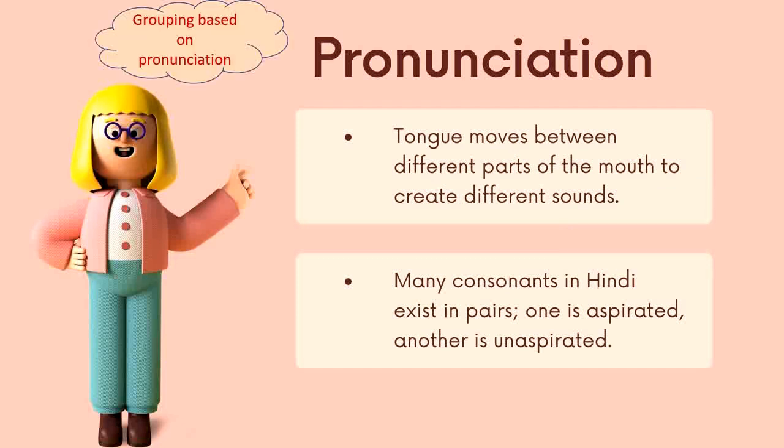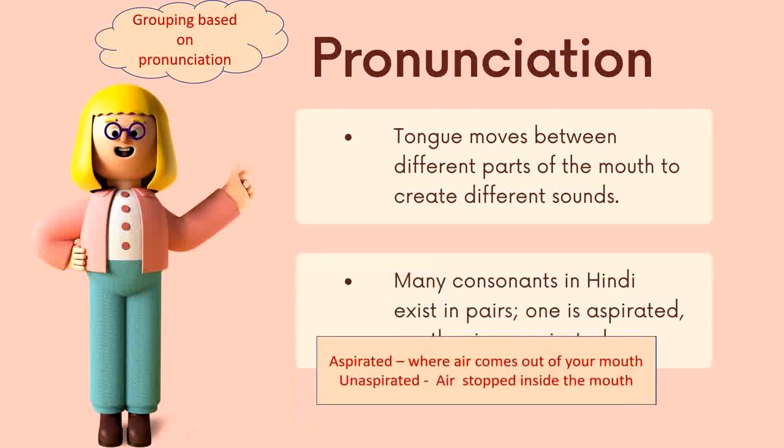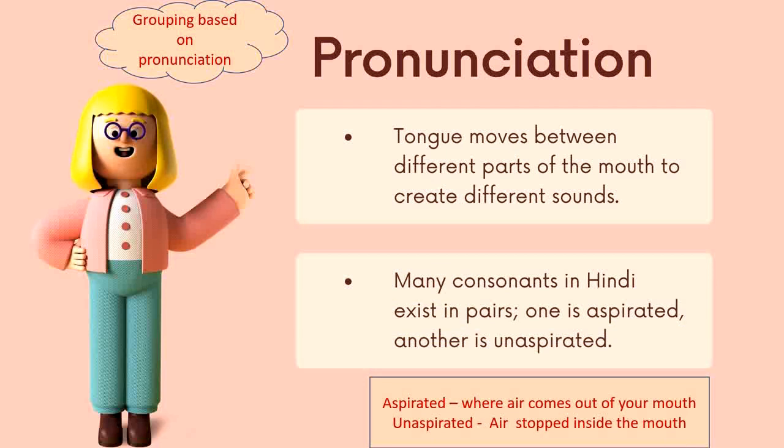The second important point is what is aspirated and unaspirated consonant. While pronouncing aspirated Vyanjan or consonants, the air comes out of your mouth. On the other hand, while pronouncing unaspirated Vyanjan, the air is stopped inside the mouth. So you will see many Hindi Vyanjan exist in pairs where both Vyanjan sound the same but one is aspirated and the other is unaspirated. We will learn these 2 points with a diagram in detail.